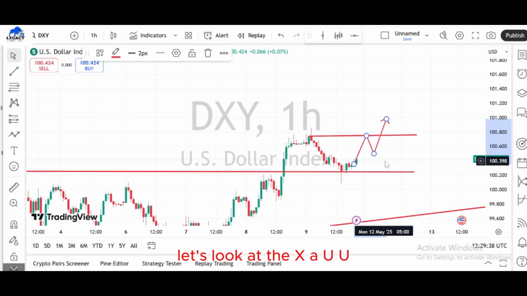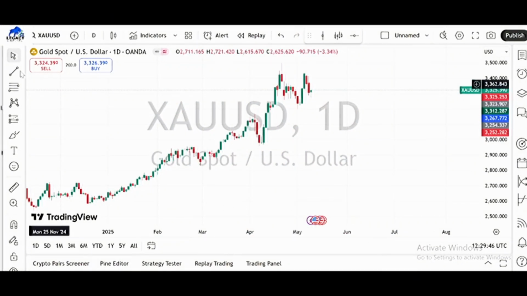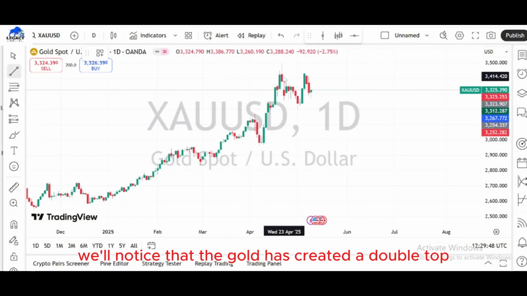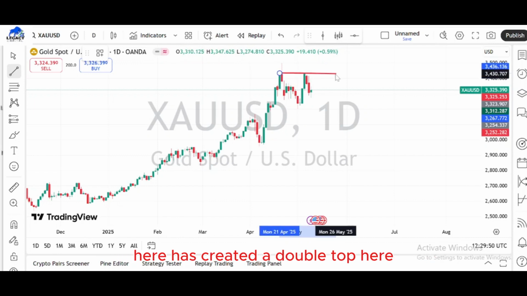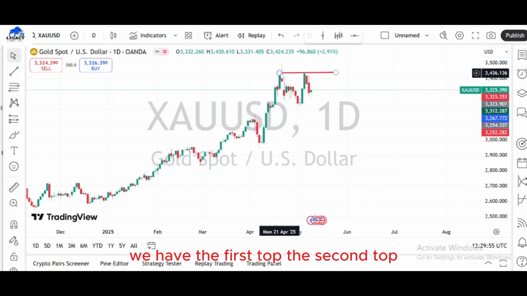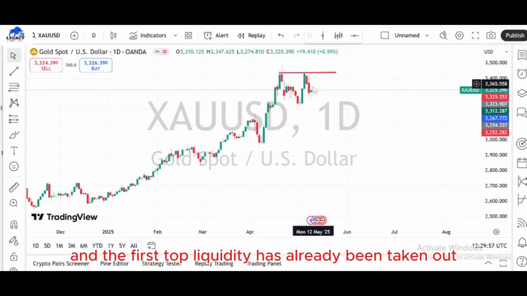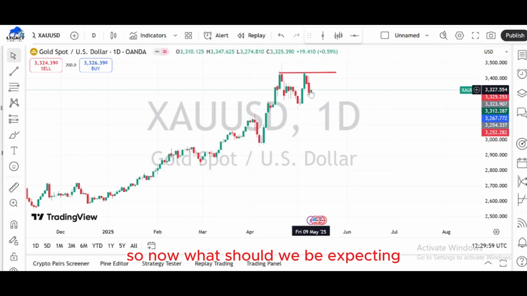From the XY, let's look at the XAU-USD. Let's move on to gold. On the daily time frame, we'll notice that gold has created a double top here. We have the first top, the second top, and the first top liquidity has already been taken out. So now what should we be expecting?